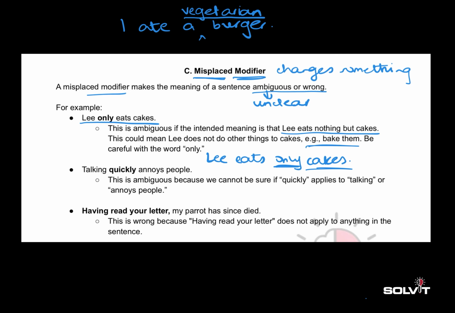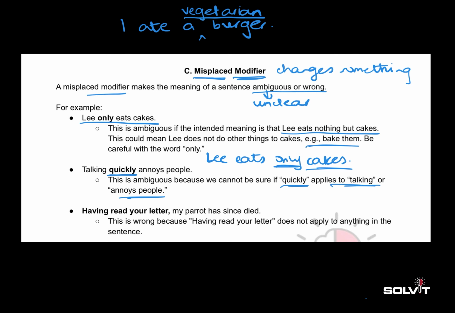Now, let's look at the second sentence. Talking quickly annoys people. In this one, quickly is our modifier, because it is changing the meaning of the sentence. This sentence is ambiguous, it is unclear, because we cannot be sure if quickly applies to talking or annoys people, right? Let me explain that to you. Talking quickly annoys people can have two different meanings. The first meaning is that when you talk quickly, it annoys people. So the quickly is referring to talking, it is describing the action of talking. That is the first meaning.